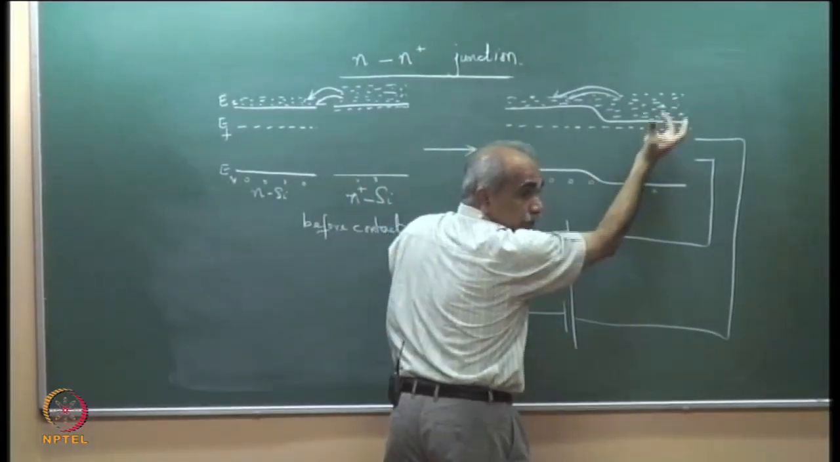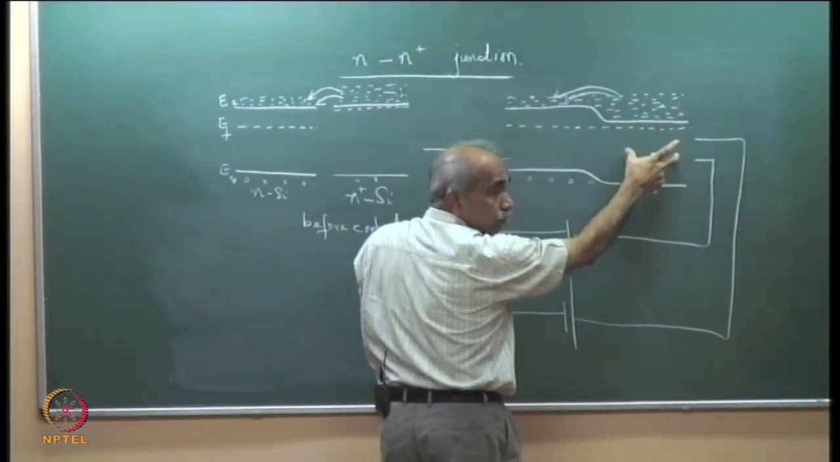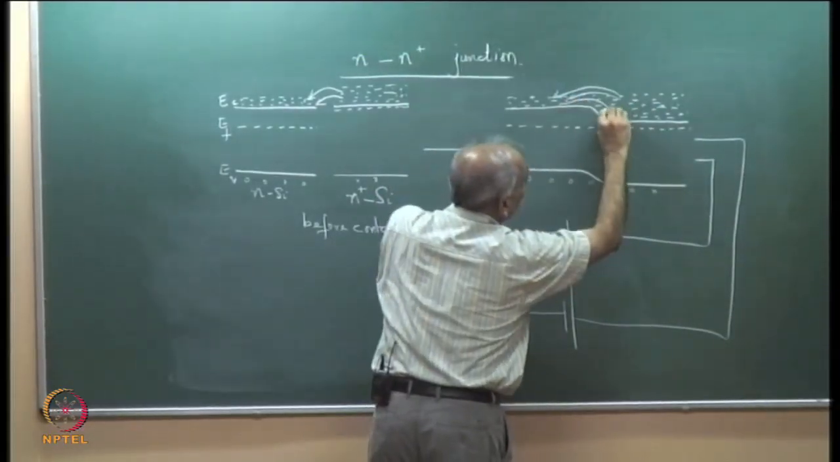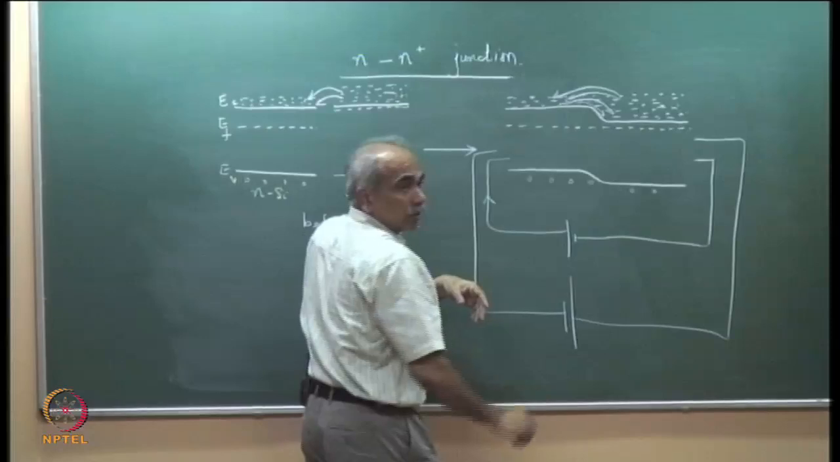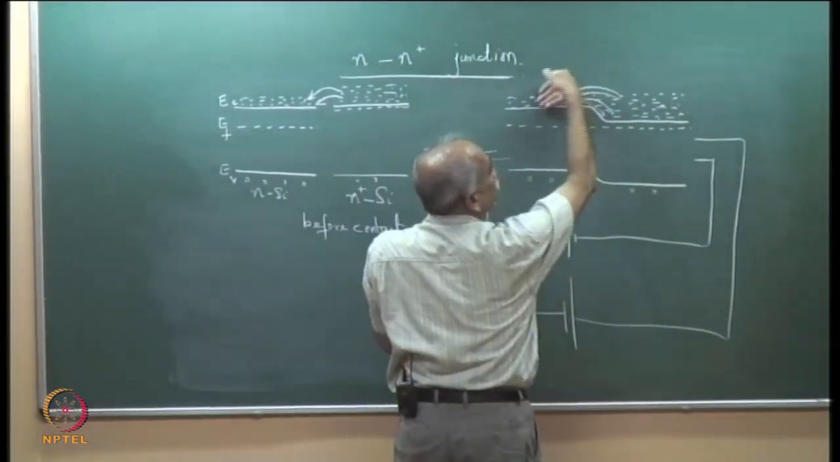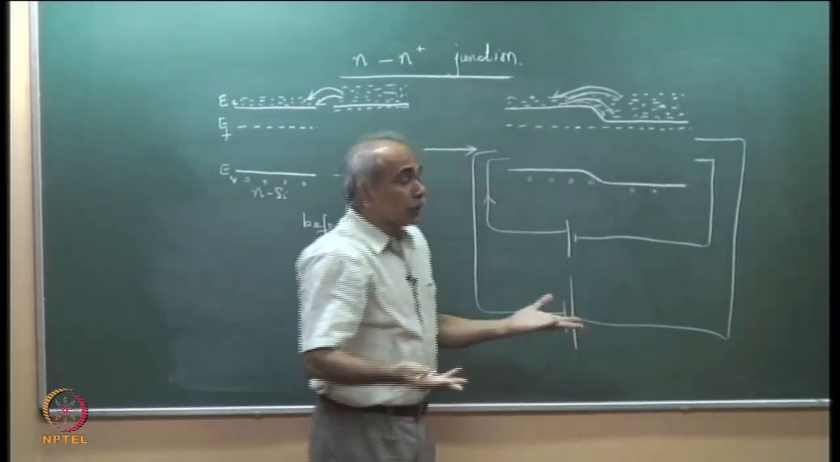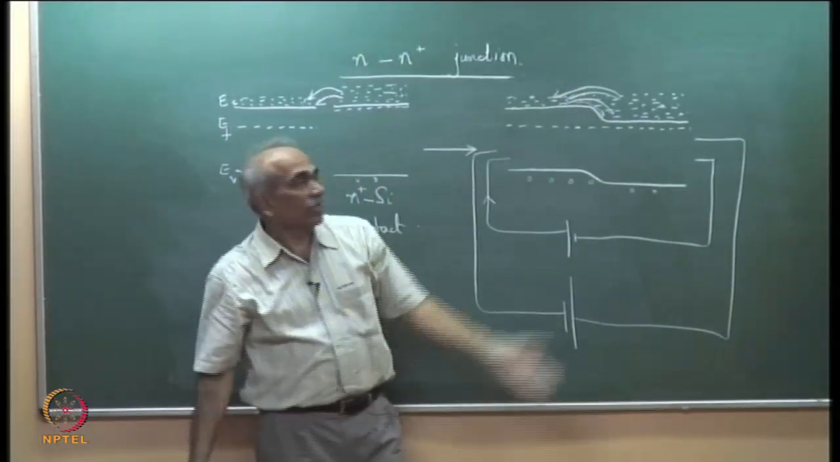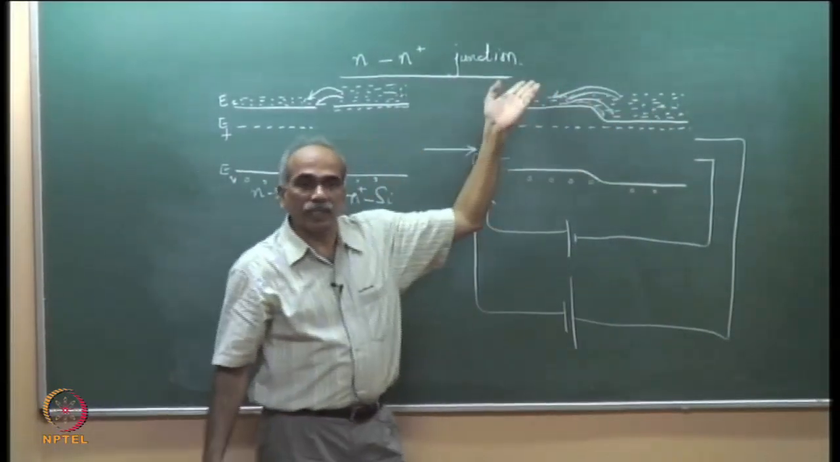So electron potential energy will be reduced, so the band will go down. It does not matter if this goes down, water will flow from here to here. If this goes up, water will flow from here to here. The main point to see is that in both the places there are plenty of carriers. There are plenty of electrons here as well as here.